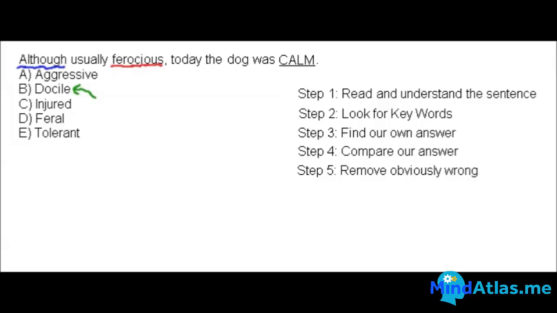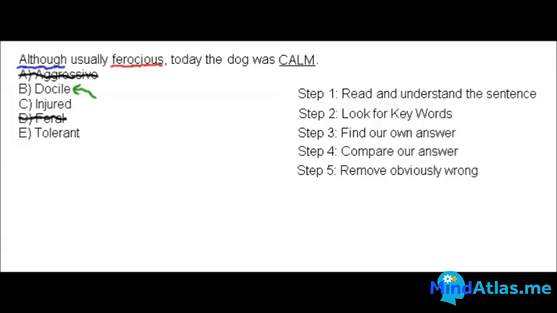This question is saying that a dog is usually ferocious, but not today. If he isn't ferocious today, then we can get rid of any answers that mean ferocious. Answer A, aggressive, is the meaning of the word ferocious. This isn't an opposite, so we can remove this. Answer D, feral, means wild or untamed. A wild animal may be aggressive or ferocious, so this answer is also wrong. By removing obviously wrong answers, we've taken 5 options down to 3.